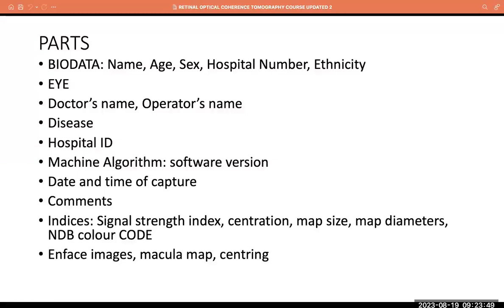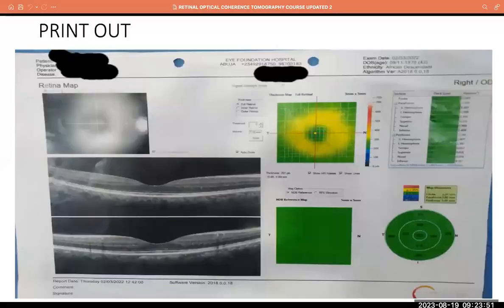So this is a map. This is a printout of a patient. I'm going to be pointing out some things on it. On your top left, you would see patient name, topmost left. Patient name, the physician, the operator, and the disease. Those are meant to be filled.